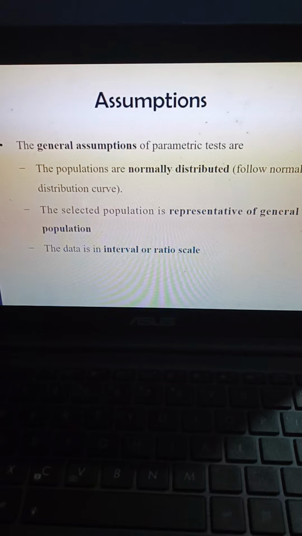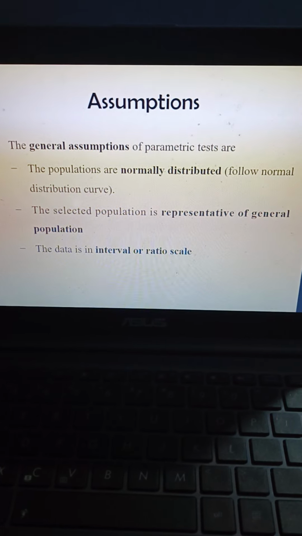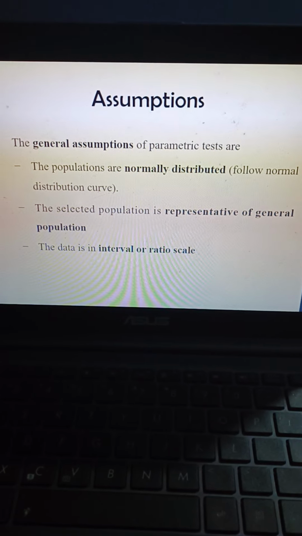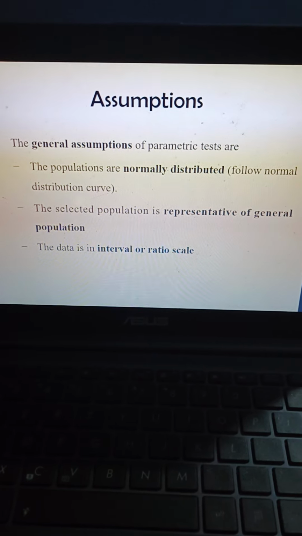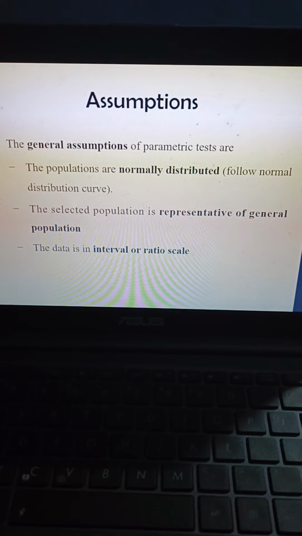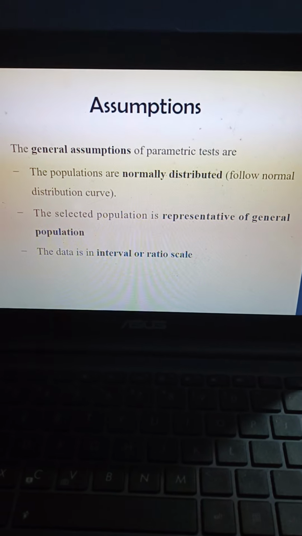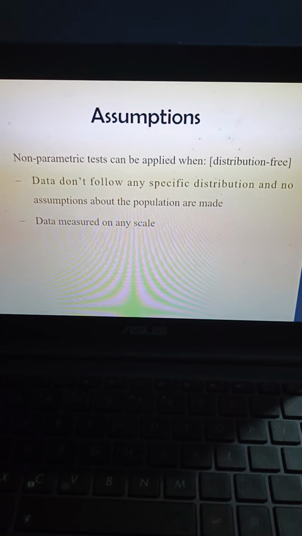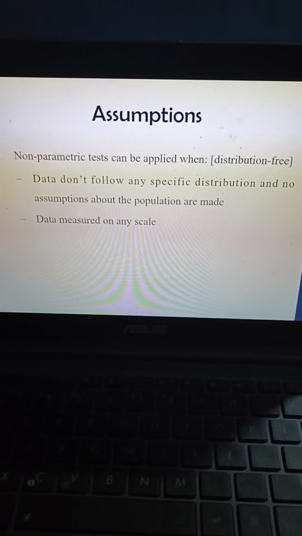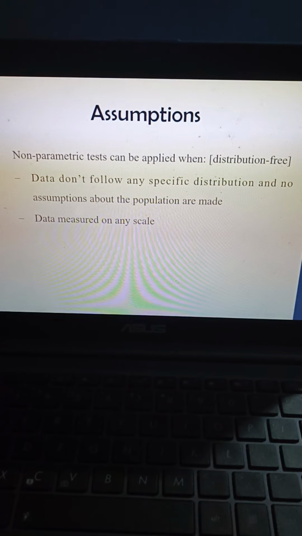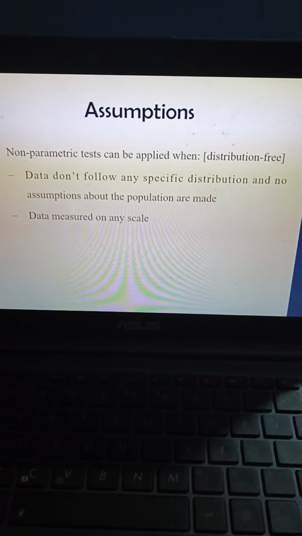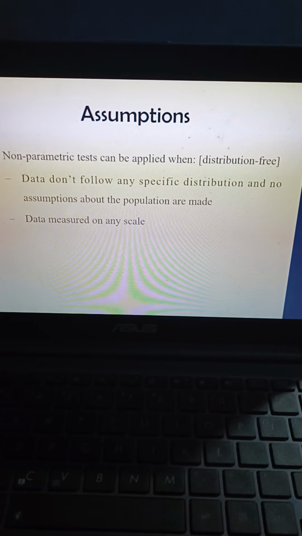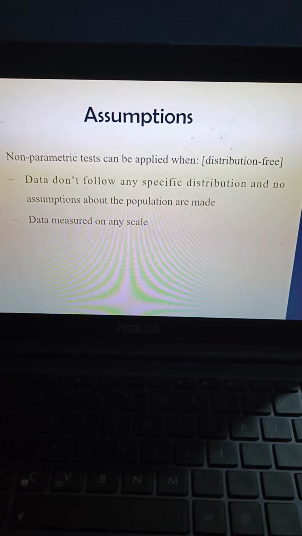Coming to assumptions, the general assumptions of parametric tests are: the populations are normally distributed and follow the normal distribution curve, the selected population is representative of the general population, and the data is in interval or ratio scale. But non-parametric tests can be applied when the distribution is free, the data don't follow any specific distribution, no assumptions about the population are made, and data is measured on any scale.